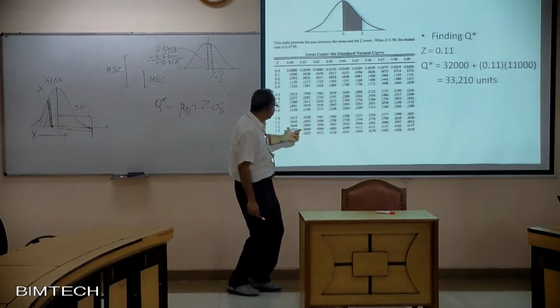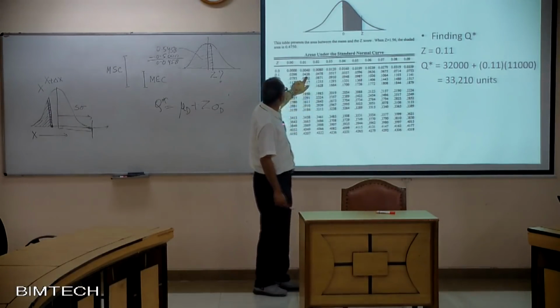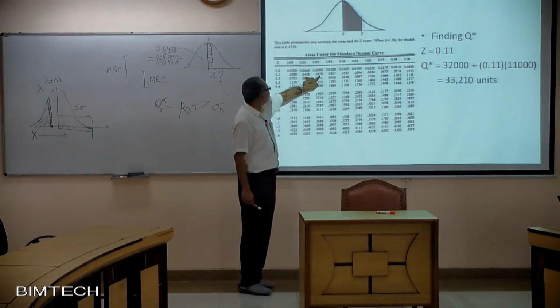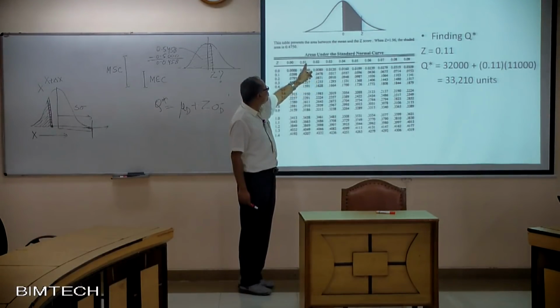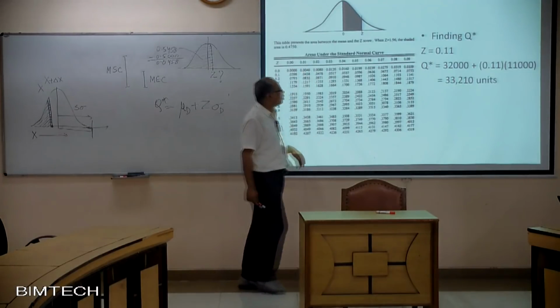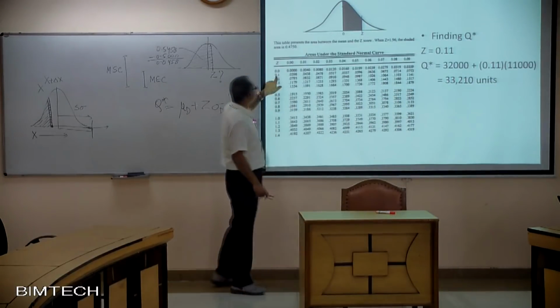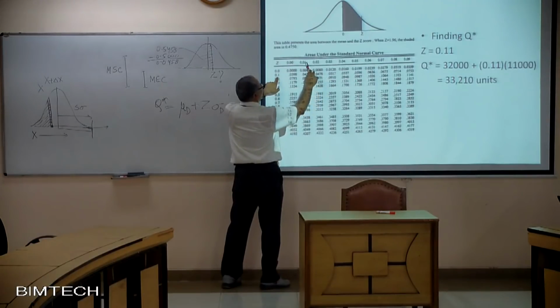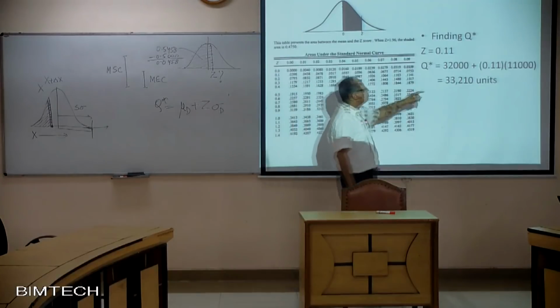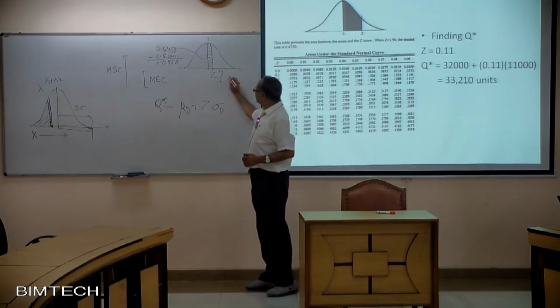So these are our areas here. Where is 0.046? 0.044 is here, and 0.047 is here. So 0.046 would be somewhere around 0.01 and 0.02. So I take it as 0.11. Okay, so my Z value for this comes out to be 0.11.